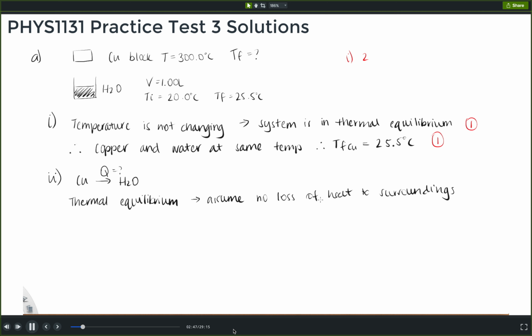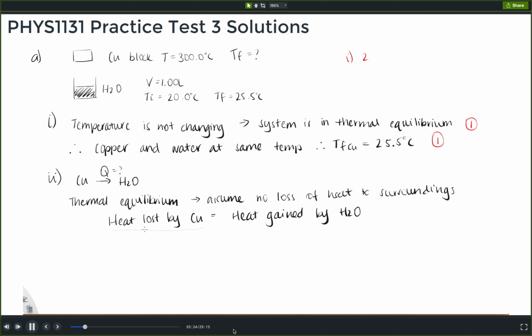If there's no loss of heat to the surroundings, that must mean that all of the heat that was transferred away from the copper must have been gained by the water. And when I say heat lost and heat gained, this is more the energy that transferred away from the copper was transferred to and gained by the water. Now this is what we're looking for.